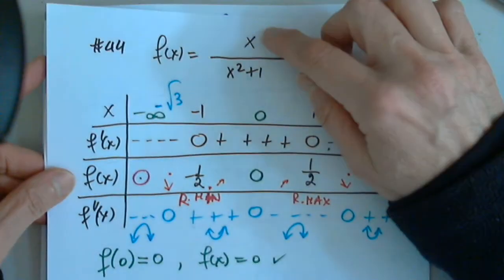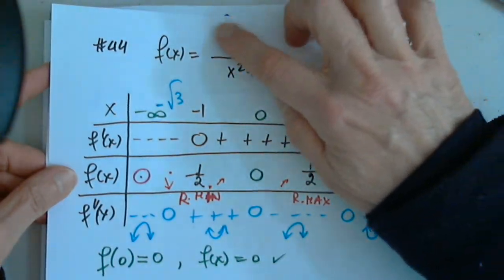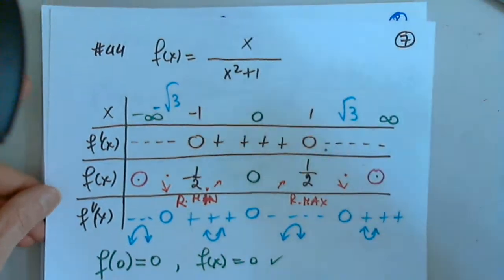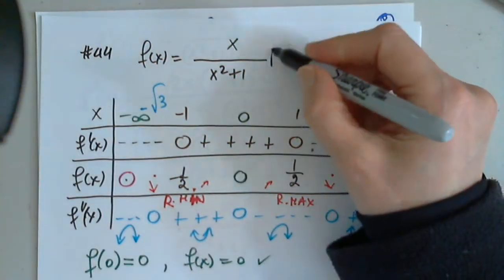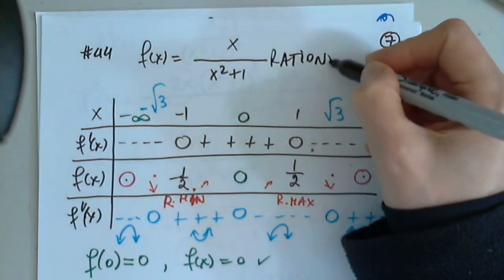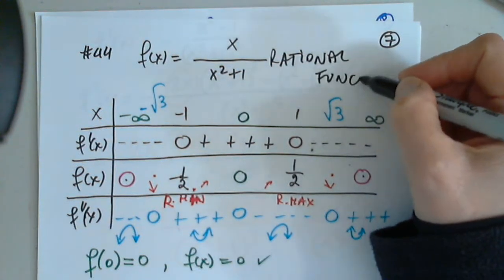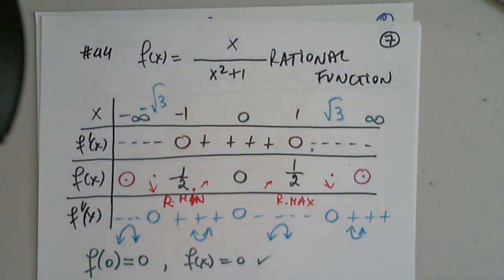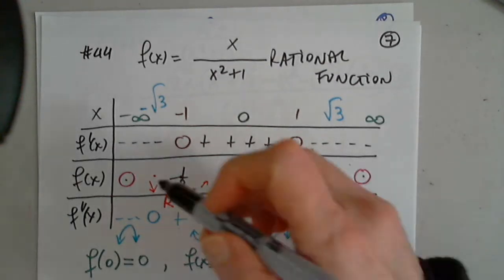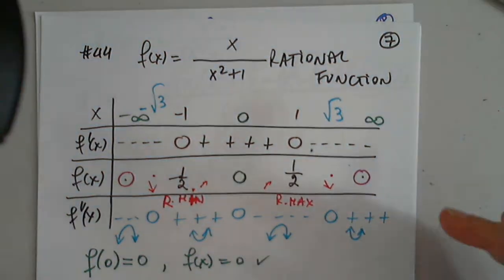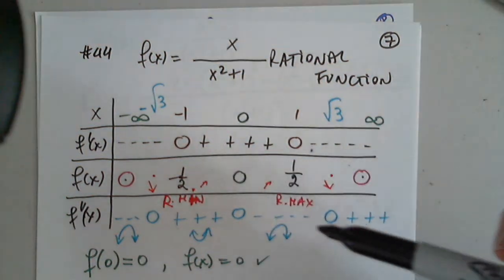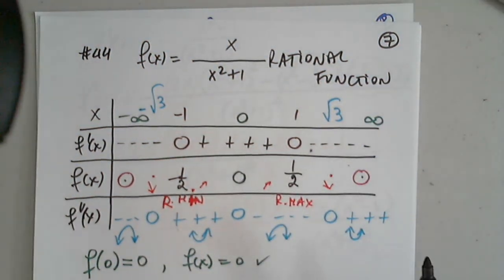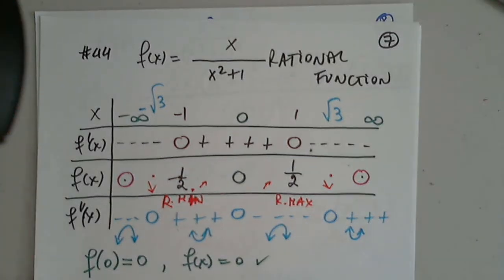Here we're asked to graph this kind of function, which is a rational function. And that's what we are going to start with. So this is a rational function. And we were asked to graph it and go through all the steps that we know: first derivative, second derivative, concavity, inflection points, max, min, everything. And we did this last time already.